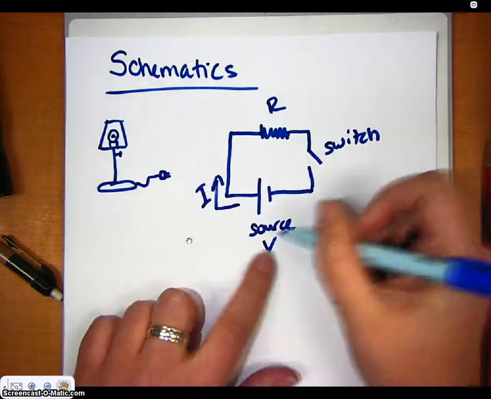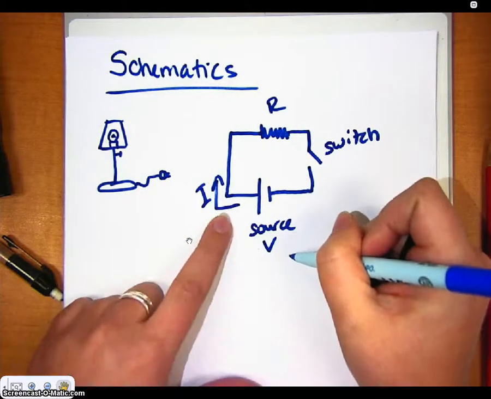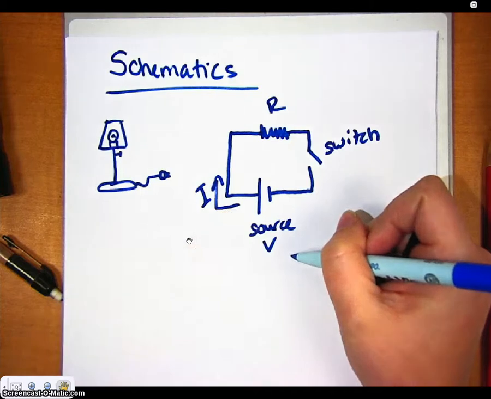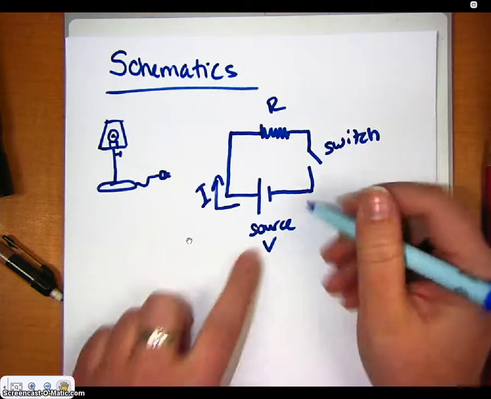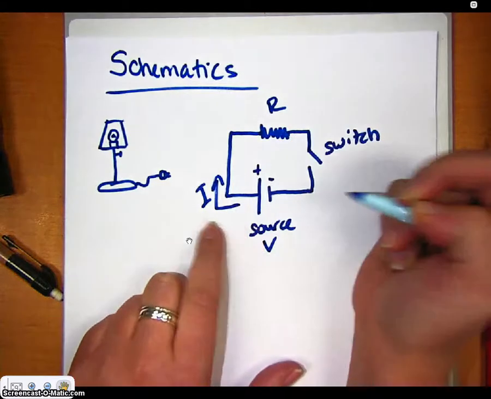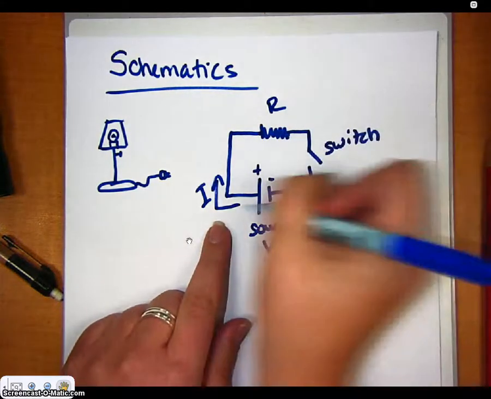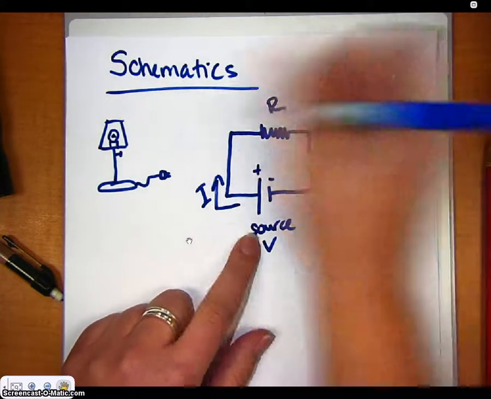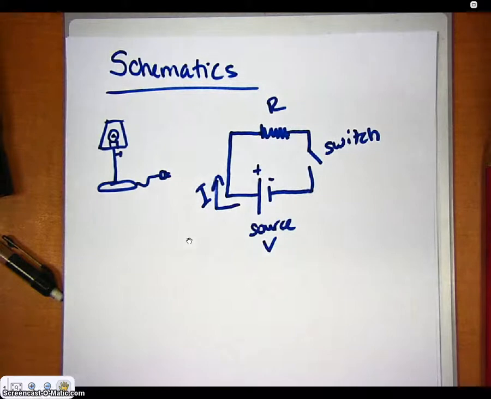And so if we look at the source, what does that mean? Remember, the current is the opposite of the flow of electrons. So this must be the positive side and this would be the negative side, because the electrons would be going this way and therefore the current is going opposite. Okay, so that's just some basics.